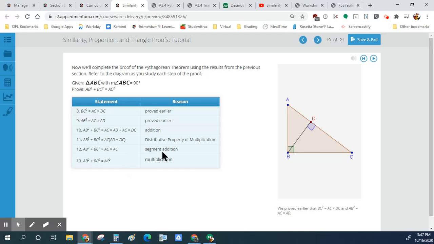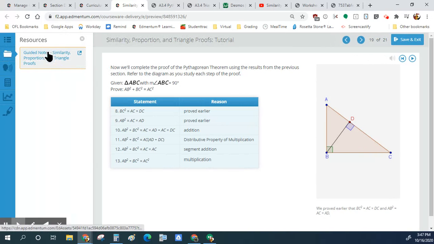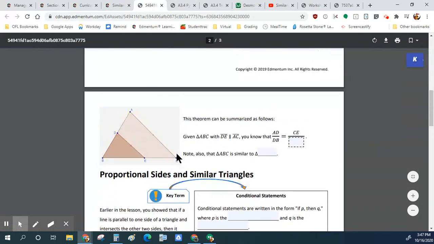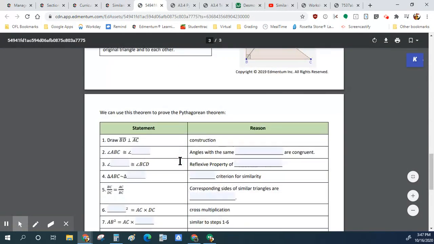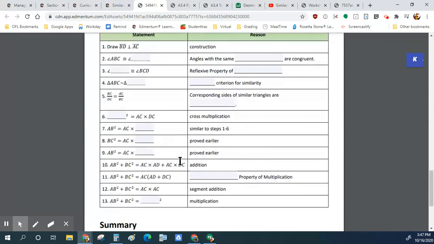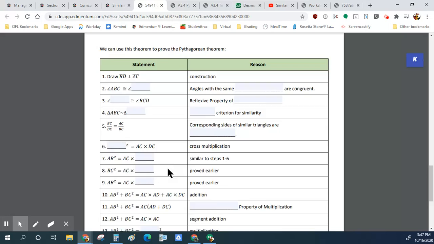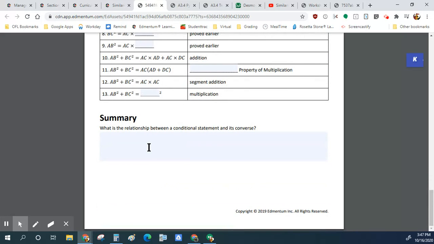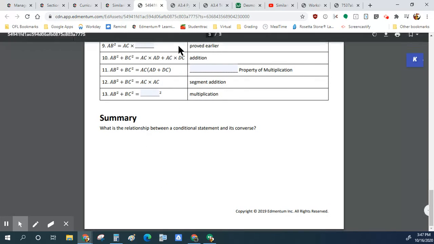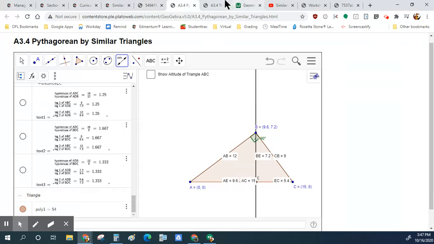If you guys need help understanding this, I completely understand. You can always make an appointment with me. Let's take a look here. And as always, you can do the guided notes, kind of walk yourself through it. It's really good because you can fill it out right here and get a feel for the proof yourself. And then you can always write down what you think here.